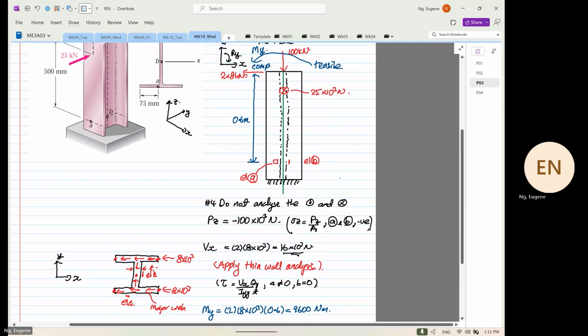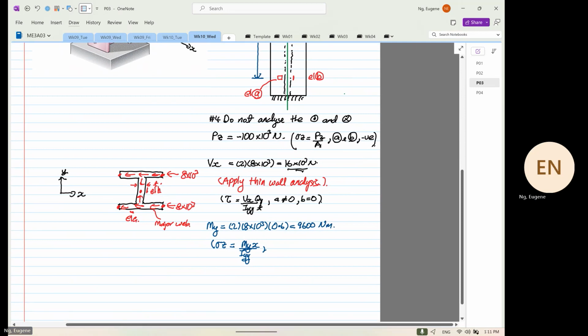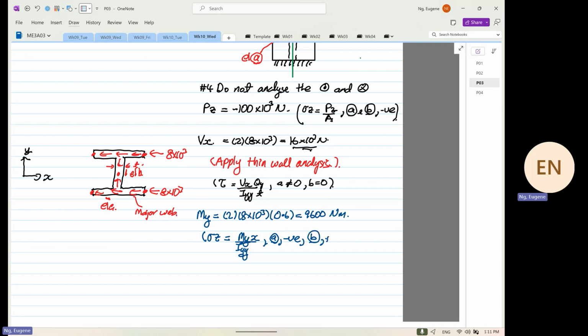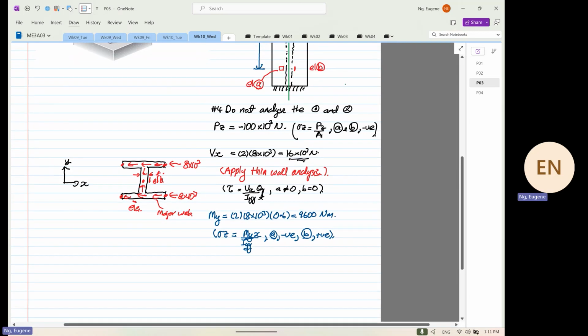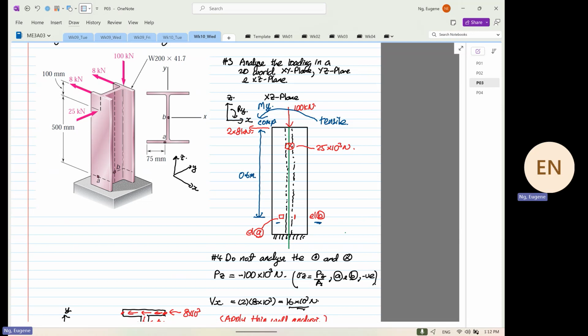Element A, positive or negative? It's okay. So with this, we know that element A will be negative, and we know that element B will be positive. Why? Because if you look at the moment vector, element A is on the left-hand side, element B is on the right-hand side.